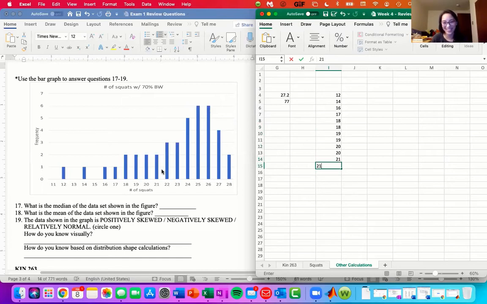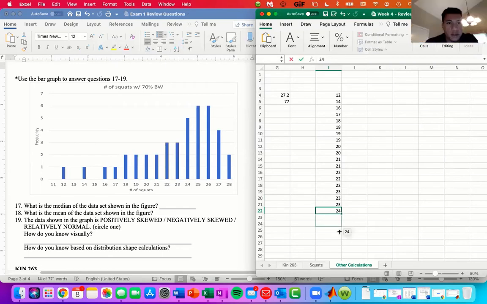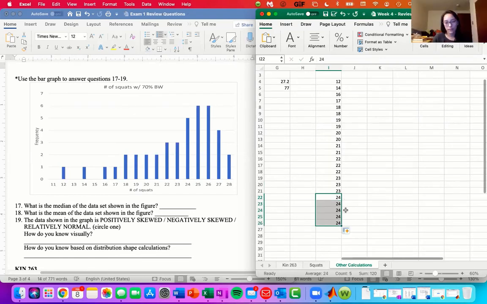21, 21. Okay. 3 22s. 3 23s. Okay, there's 5 24s. I could say 1, 2. There's no easier way to do that in Excel off of a figure? No. Gotcha. Yeah, unfortunately.